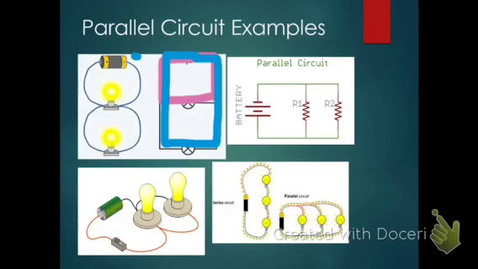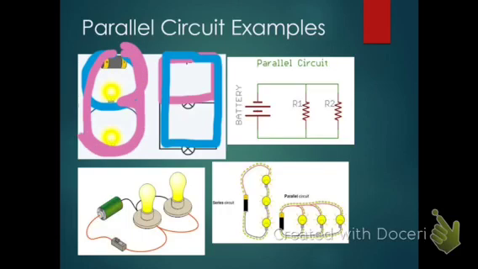Okay, so if we look at our battery, here's our first path. And here's our second path. So it would actually go like this and then around. Okay, it's not this one. If this light goes off, the other one will still stay on. Okay, so that's the biggest difference.